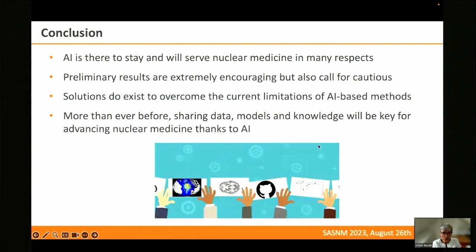So in conclusion, AI is here to stay and will serve nuclear medicine in many respects. Preliminary results are extremely encouraging, but also call for caution. Solutions do exist to overcome the current limitations of AI-based methods, and more than ever before, sharing data, models, and knowledge will be key for advancing nuclear medicine thanks to AI.